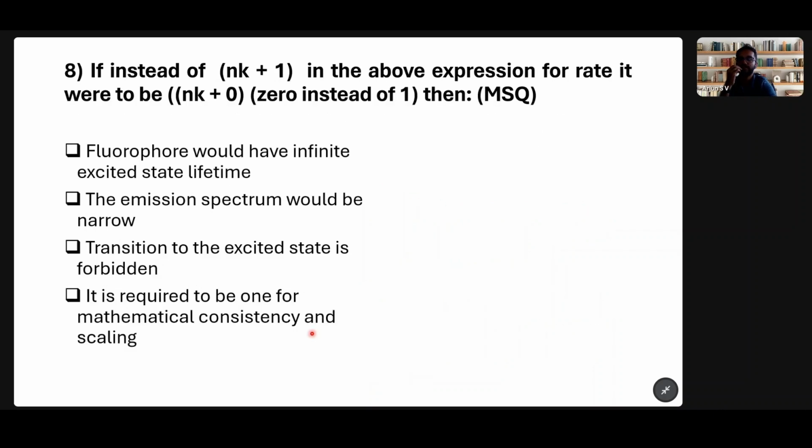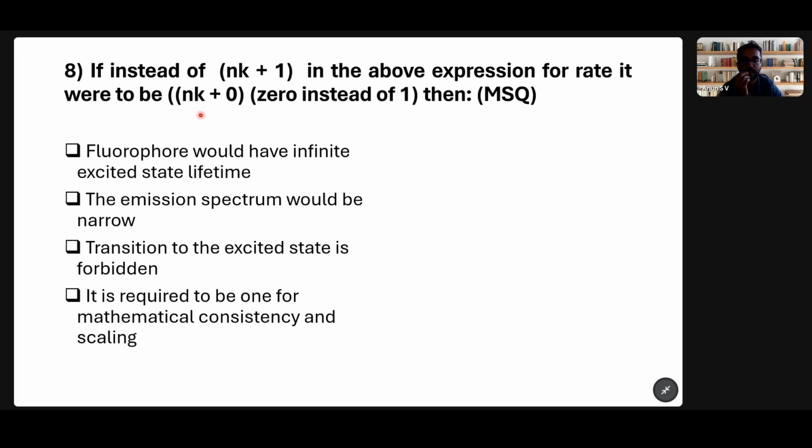So eighth question, if instead of nk plus 1 in the above expression for rate, if it were to be nk plus 0, then what would happen? So we also saw from the previous question that your integer value is your spontaneous emission. So if there is no spontaneous emission, then whatever emission is going to happen in that state will be because of stimulated emission. So if an electron can only emit if it is stimulated, then it will have an infinite excited state lifetime. It can stay forever in that excited state without any perturbation.